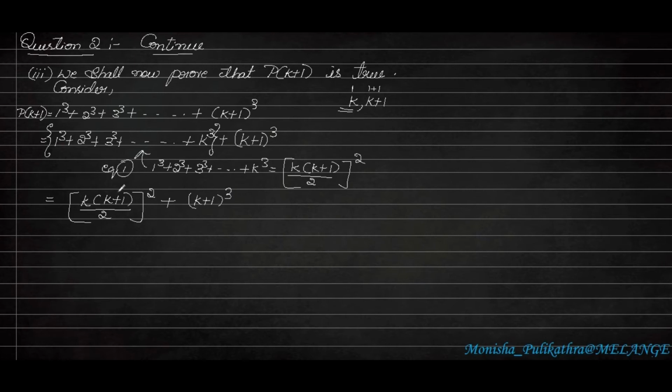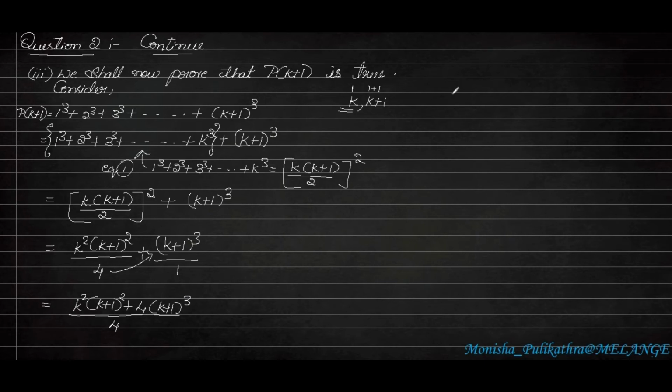Here since this section has a square, we have to apply it on each and every part of it. So k will become k square and k plus 1 will become k plus 1 whole square, divided by 2 square, which is 4, plus k plus 1 whole cube divided by 1. So here by LCM we can consider it as 4. So this will cross multiply with the second section. So it will become k plus 1 whole square plus 4 into k plus 1 whole cube.